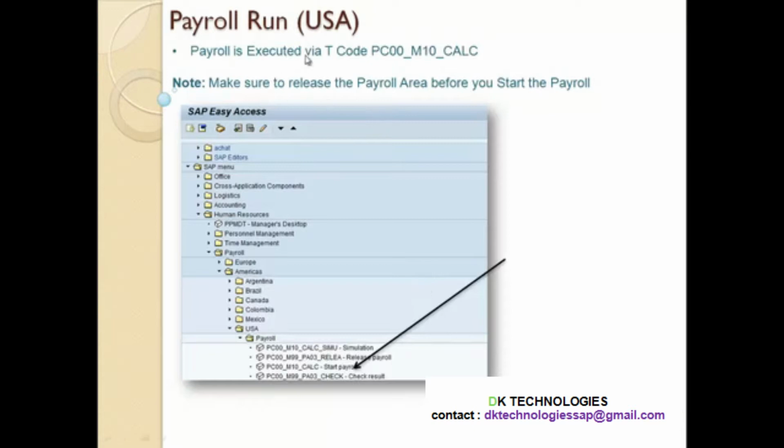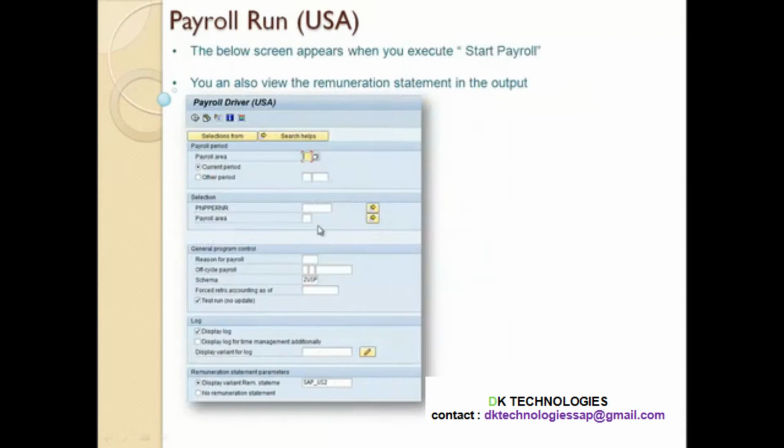So payroll is executed through the transaction code PC00_M10_CALC. But before you even run the payroll, you have to make sure that you release the payroll area. Why? Because when you release the payroll area, the master data records for the past and present will be locked so that no changes can be made. So once you execute this transaction code, the next screen appears.